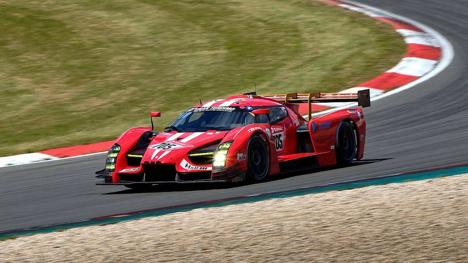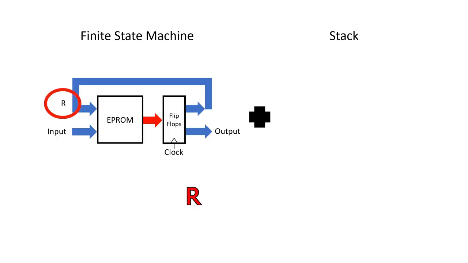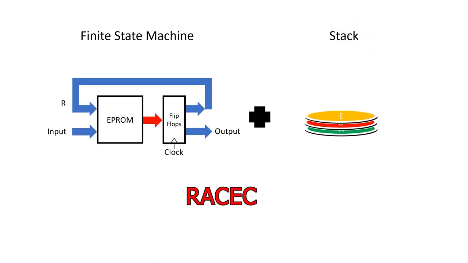Let's have a look. The word racecar is also a palindrome. We see the letter R and we remember it. Then we see the A and we push it to the stack. Next we see the C, so we push that to the stack as well. We keep doing this with all the remaining letters until we've reached the end of the word.